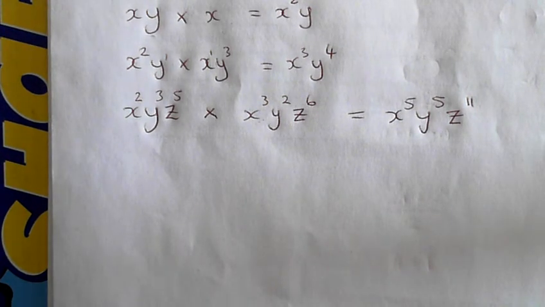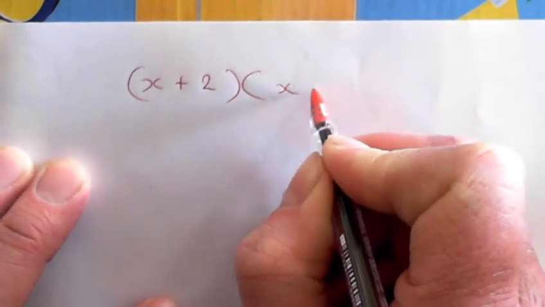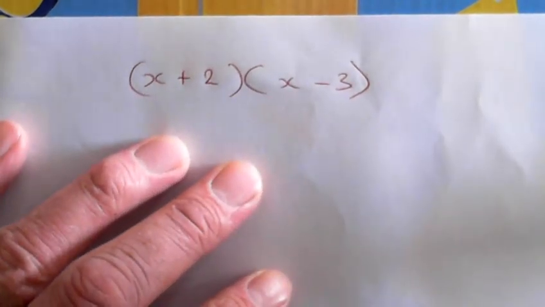And another type of sum that we did. So multiplying. Alright, so are you paying attention? Alright, so x plus 2 times x minus 3. Remember we were using the box, but there's another way you can do it.